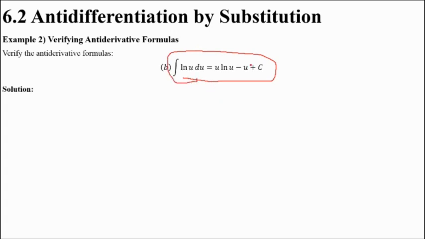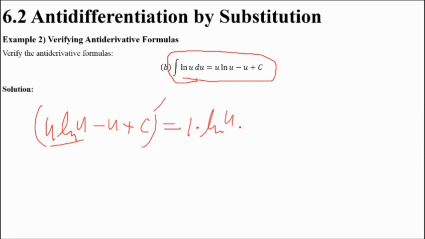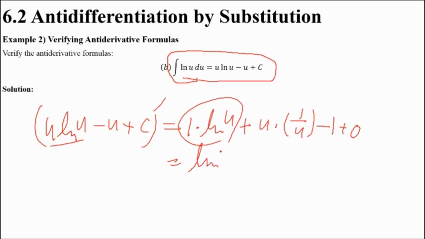So also we're going to use the antiderivative way, which means u ln u minus u plus c. Let's take the derivative. For this one, we use the product rule. U, maybe first one, second one, doesn't matter. The derivative of u is 1 times ln u, plus u times the derivative of ln u, which is 1 over u, and the negative 1 is going to be 0, right? So we leave here ln u.